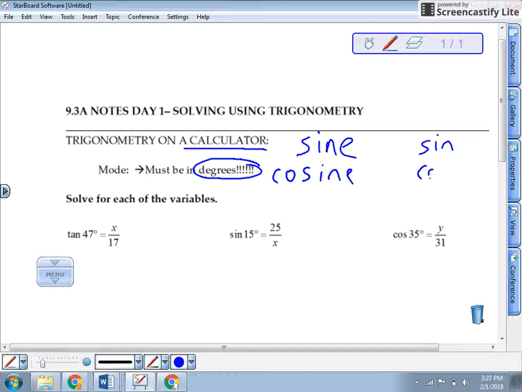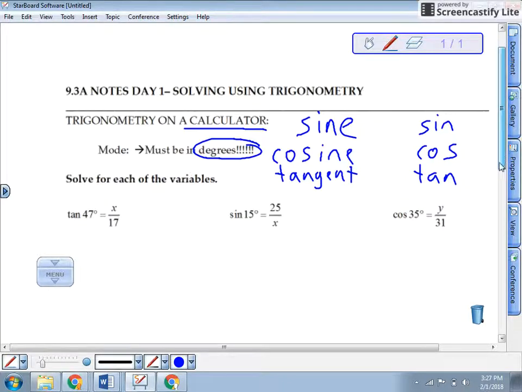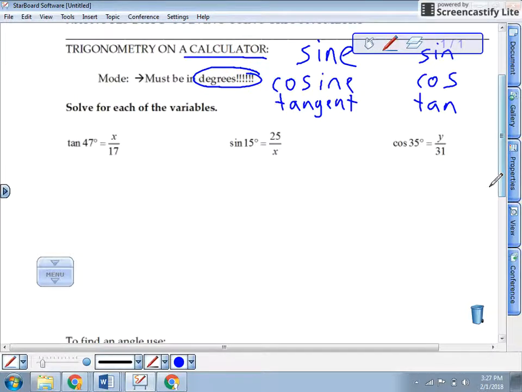Which on the calculator you'll see as cos, and then we have the tangent. On the calculator, you'll see that as tan, and in the book they abbreviate it as tan. So now, how do we solve for these variables? We don't really know what it is yet. We'll get into that. But first I want to show you how to solve problems involving sine, cosine, and tangent.